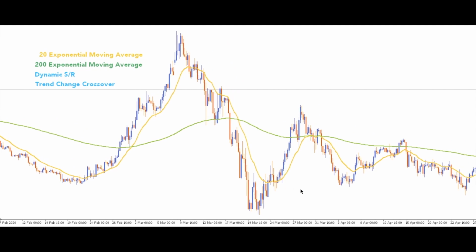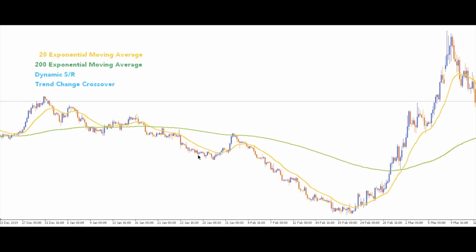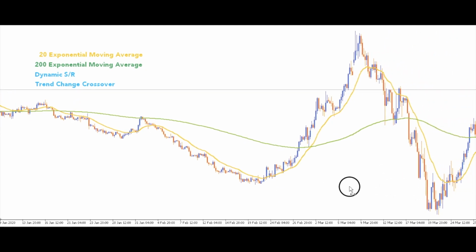And the last one but not the least is the crossover. Sometimes whenever you see there is a crossover of the 20 and 200 exponential moving average, then you should understand that the trend is going to switch, but there could be times that it doesn't mean anything.